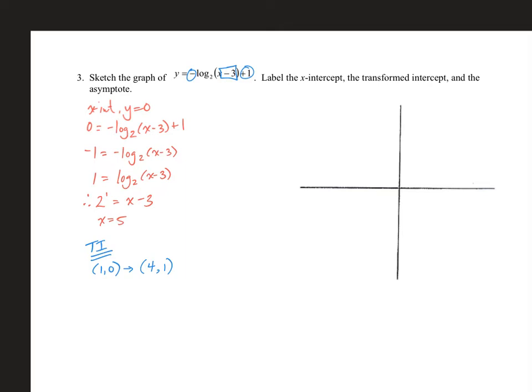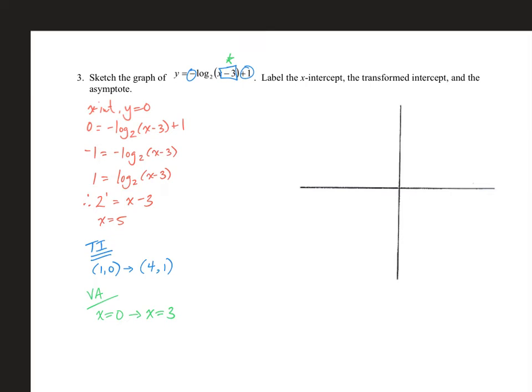Now what I need is the location of my vertical asymptote. And so I know that every log graph has a vertical asymptote at x equals 0. I need to then do all those transformations to it. So reflecting a vertical line is going to cause no change. Shifting to the right 3 will cause a change. However, not the +1. And so the only transformation that's going to affect that is the shift to the right 3. And so when I shift my asymptote, I finish at x equals 3.